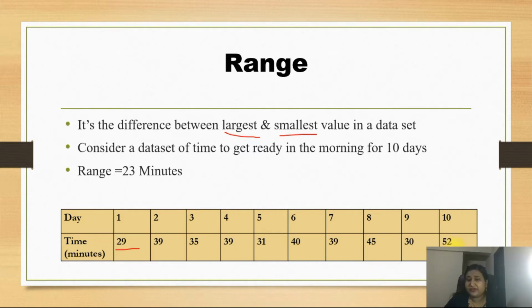So the difference between 52 and 29 is 23 minutes. So range is 52 minus 29, so 23 minutes.